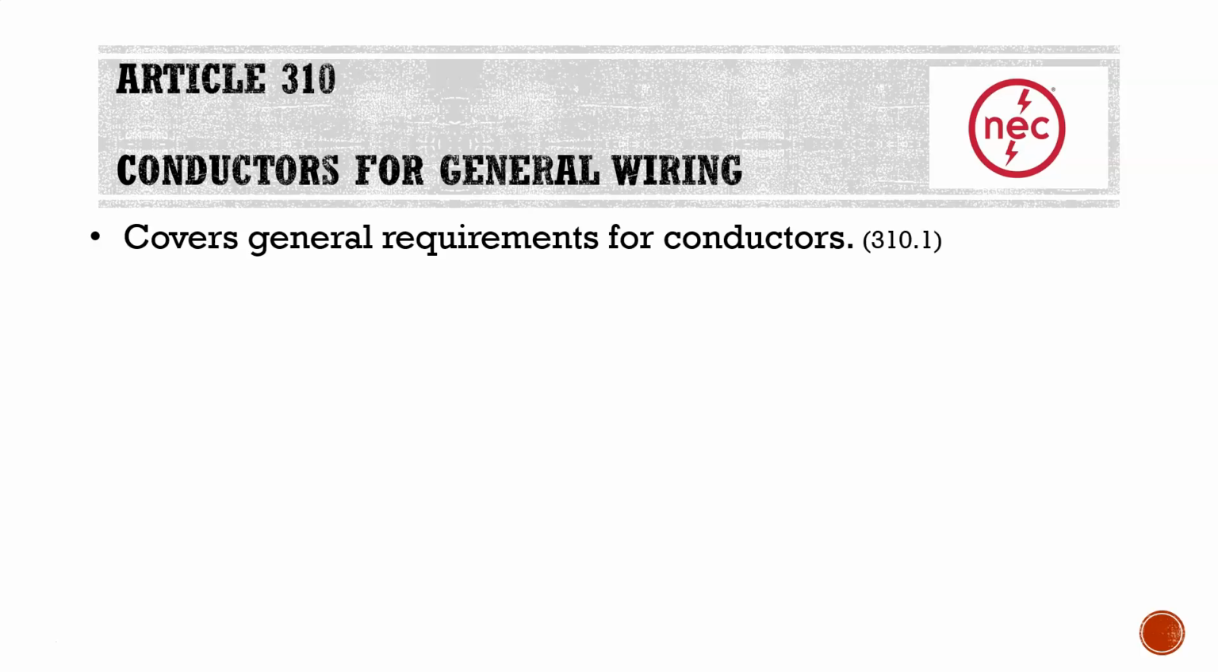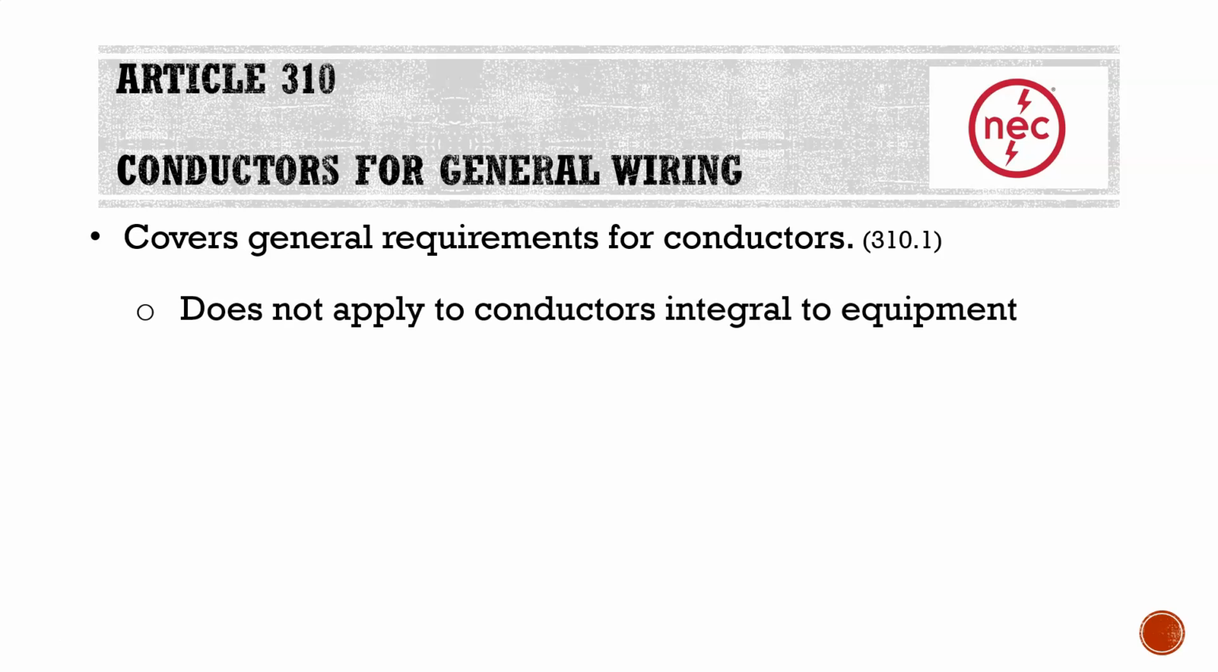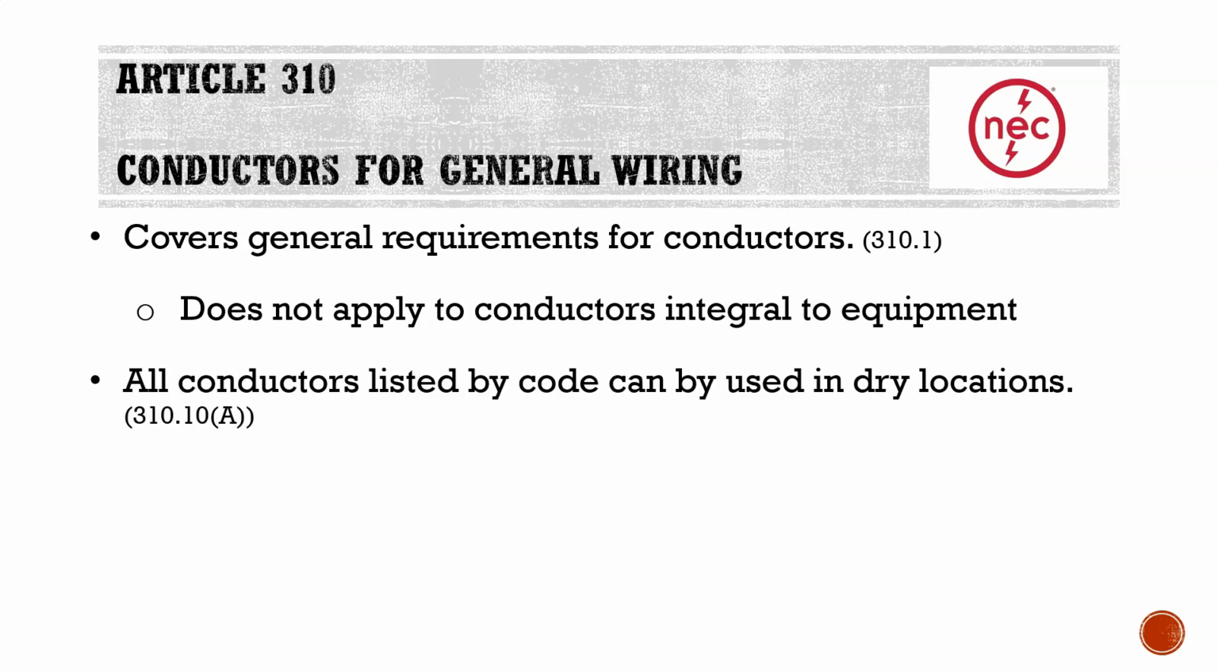So Article 310, conductors for general wiring. Article 310 covers the general requirements for conductors, and this does not apply to conductors integral to equipment. So in other words, anytime that we're talking about a conductor, unless it's integral to a piece of equipment, we're going to be referring in some way to Article 310.